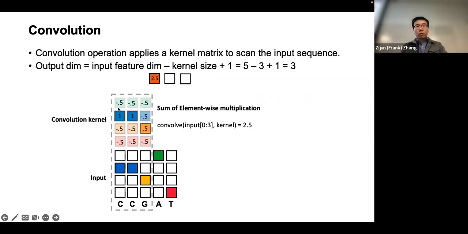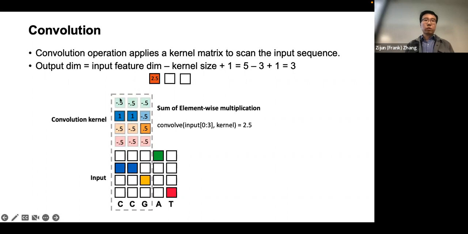So you might already notice that we have four channels for our input DNA sequence. We also have four channels for our convolutional kernel. So they are matched. And here, like in the first sliding window, we're basically computing the element-wise multiplications of these two matrices. And remember that our DNA sequence input is one-hot encoded. So in this illustration here, the solid colors mean they are ones, all the rest are zeros.